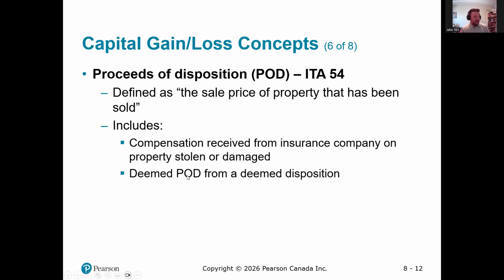And the deemed fair market value is also considered to be the proceeds on disposition. So you'll see POD a lot. We'll talk about proceeds of disposition, POD. You'll see POD in our exercises. That's always when we're talking about the cash received or the deemed proceeds amount.